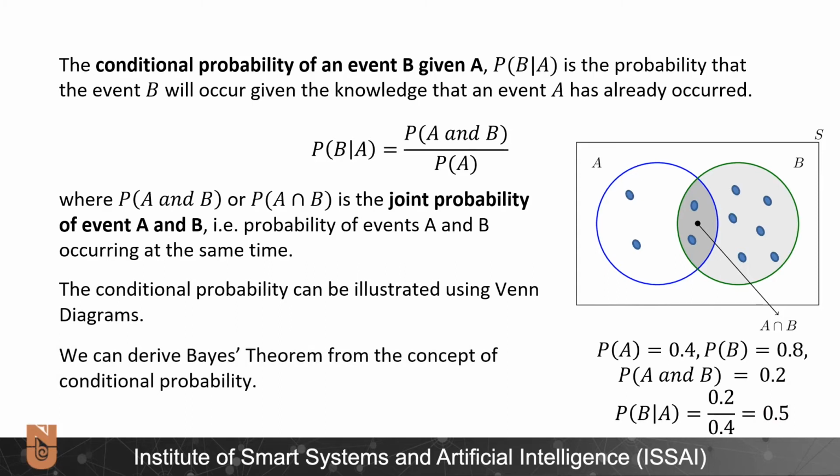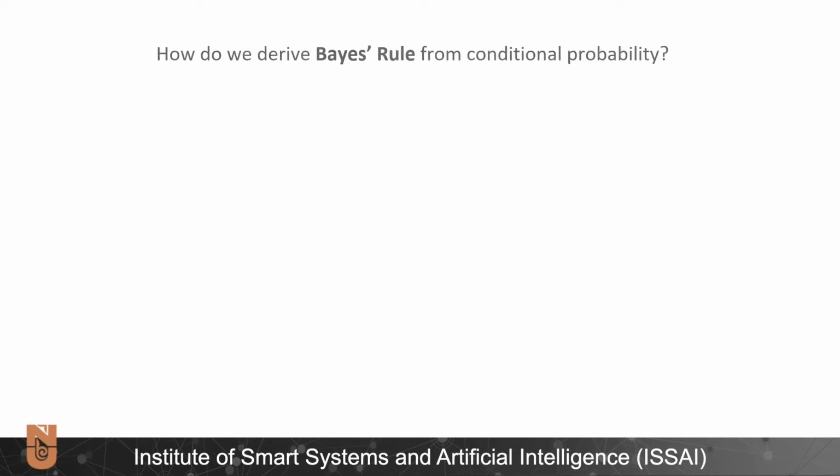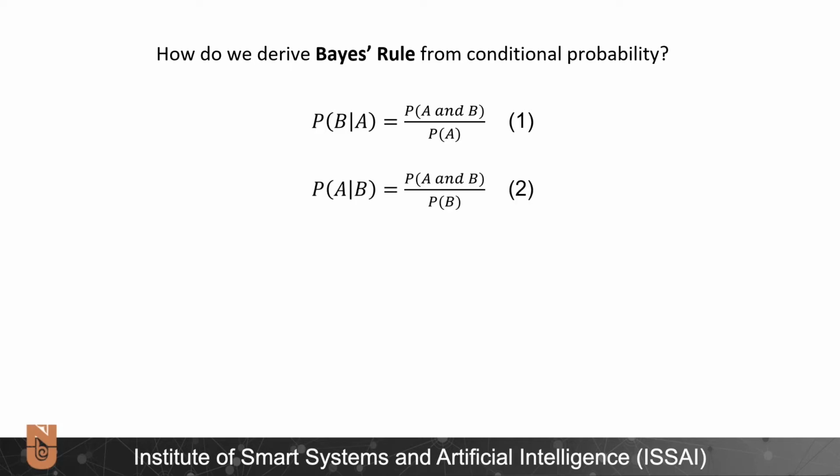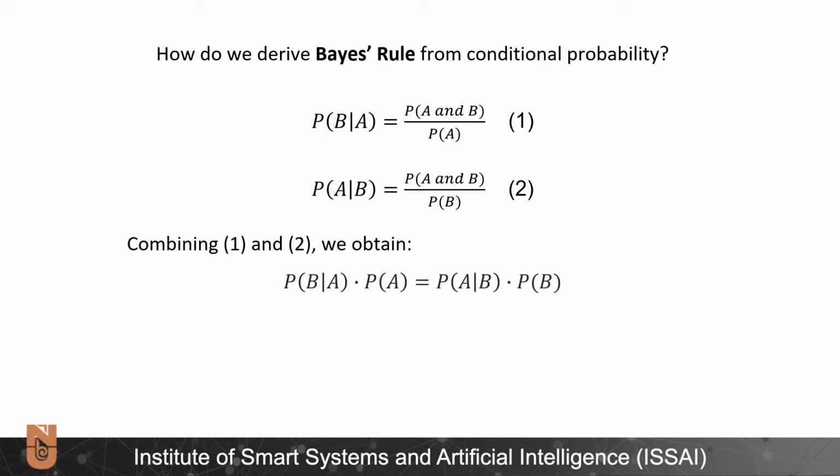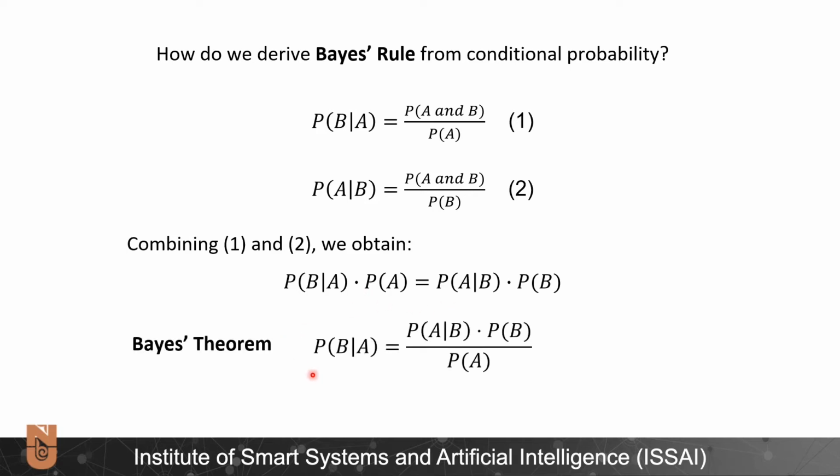Now we can derive Bayes' theorem from the concept of conditional probability. How do we derive Bayes' rule from conditional probability? Let's write probability of B given A as probability of A and B divided by probability of A. The same way, let's write probability of A given B as probability of A and B divided by probability of B. Combining 1 and 2, we obtain that probability of B given A multiplied by probability of A is equal to probability of A given B multiplied by probability of B. Dividing both sides by probability of A, we obtain Bayes' theorem, which states that probability of B given A is equal to probability of A given B multiplied by probability of B divided by probability of A.